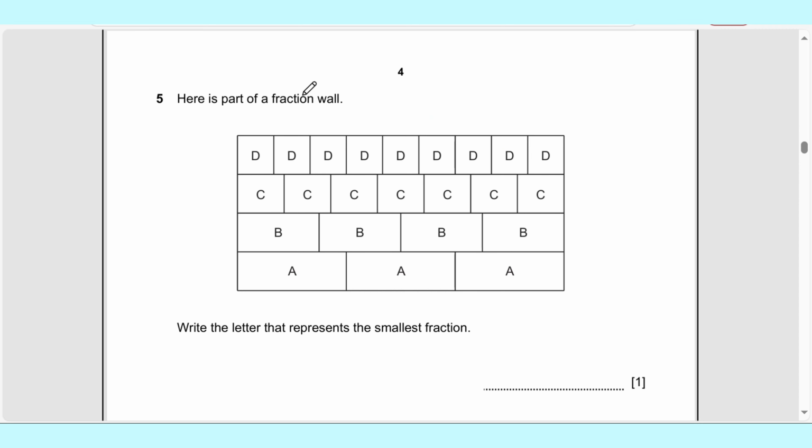Number 5. Here's part of a fraction wall: D, D, D, D, D, D, D, and C, C, B, and A. Write the letter that represents the smallest fraction.